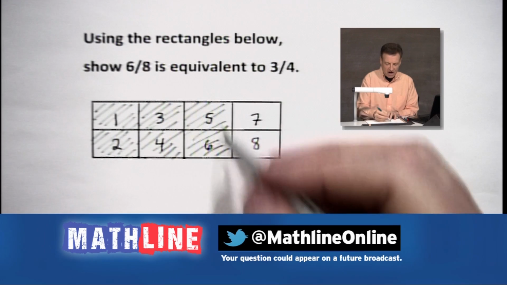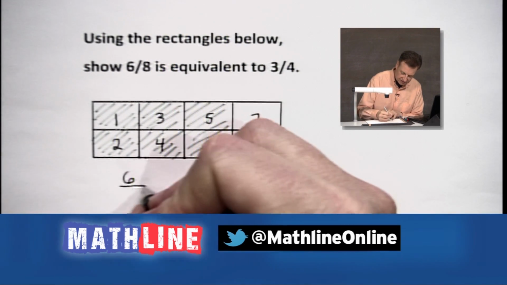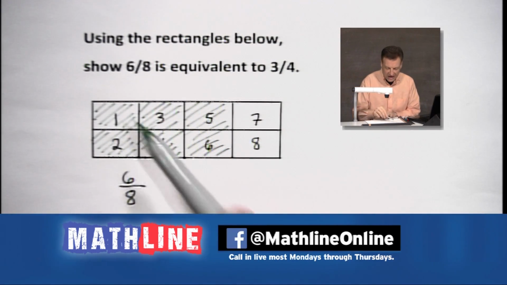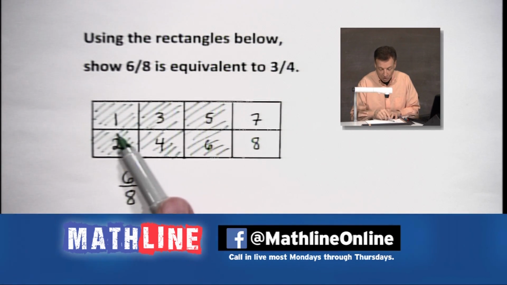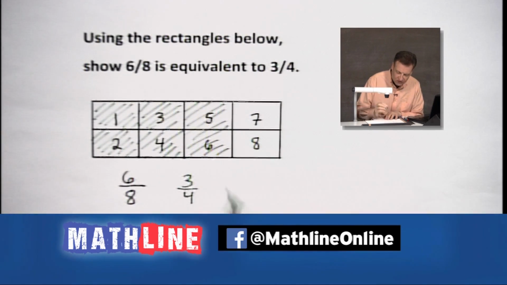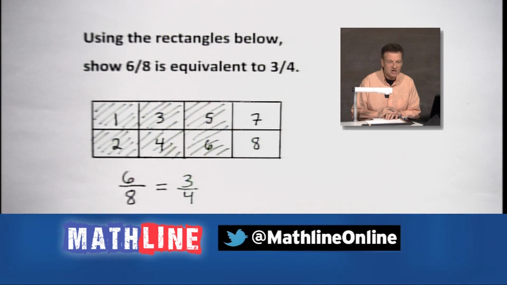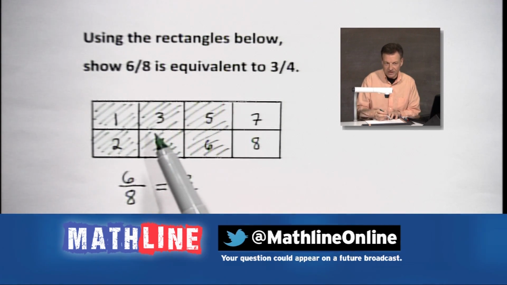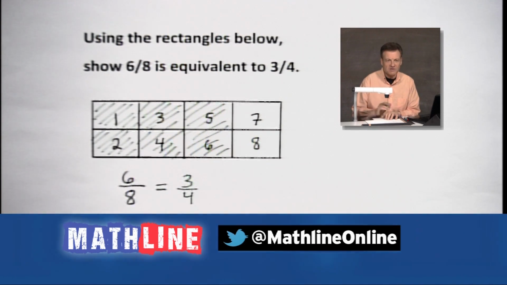Now, if you'll notice, we started out with 6 out of 8. But when I started pulling these together, I could also look at this as being 1, 2, 3. Watch my fingers, or watch my pen. 1, 2, 3. That's also the same thing as saying 3 out of 4. Now, if you look at that, I'm saying they're equal to each other. Why am I doing that? Because, real simple, isn't it? Shade a big picture, shade a big picture, shade a big picture. There were 3 of those, 3 out of 4.